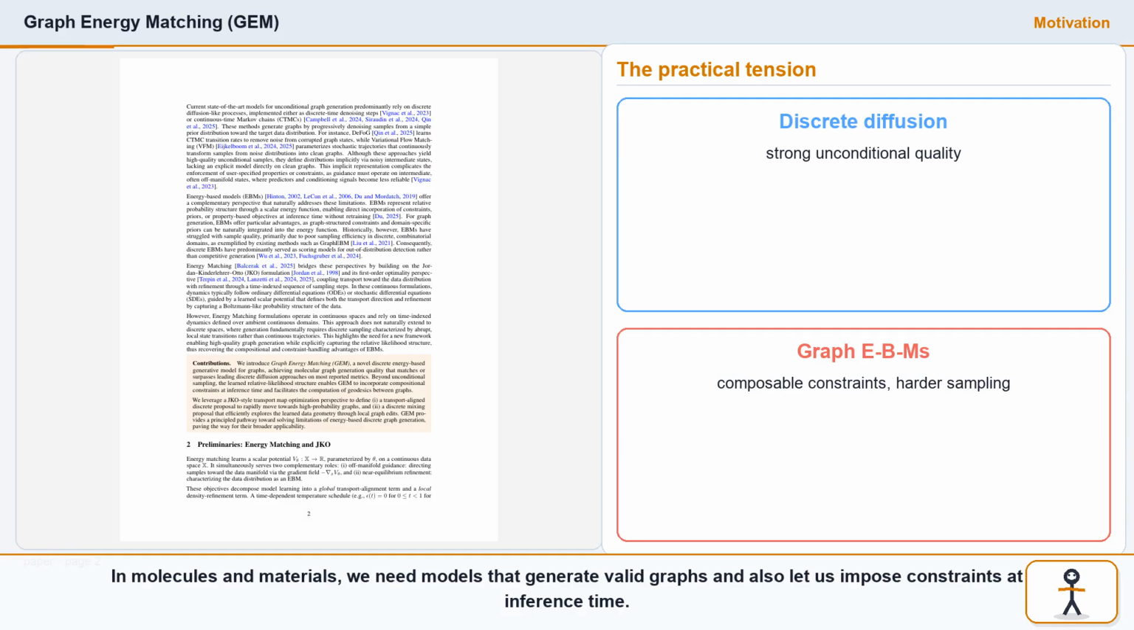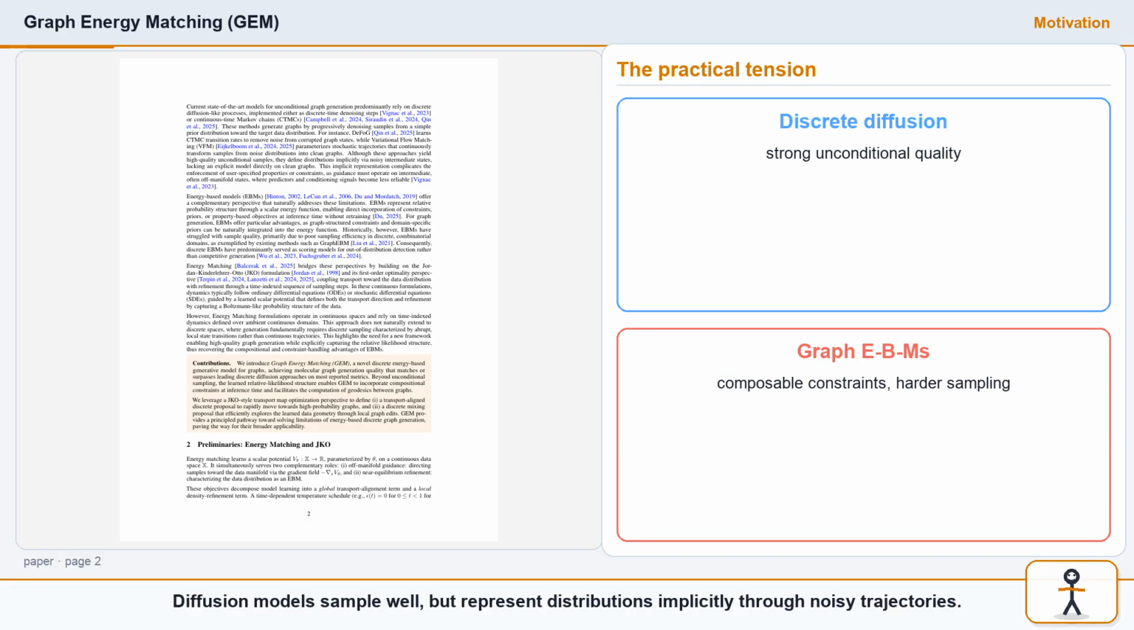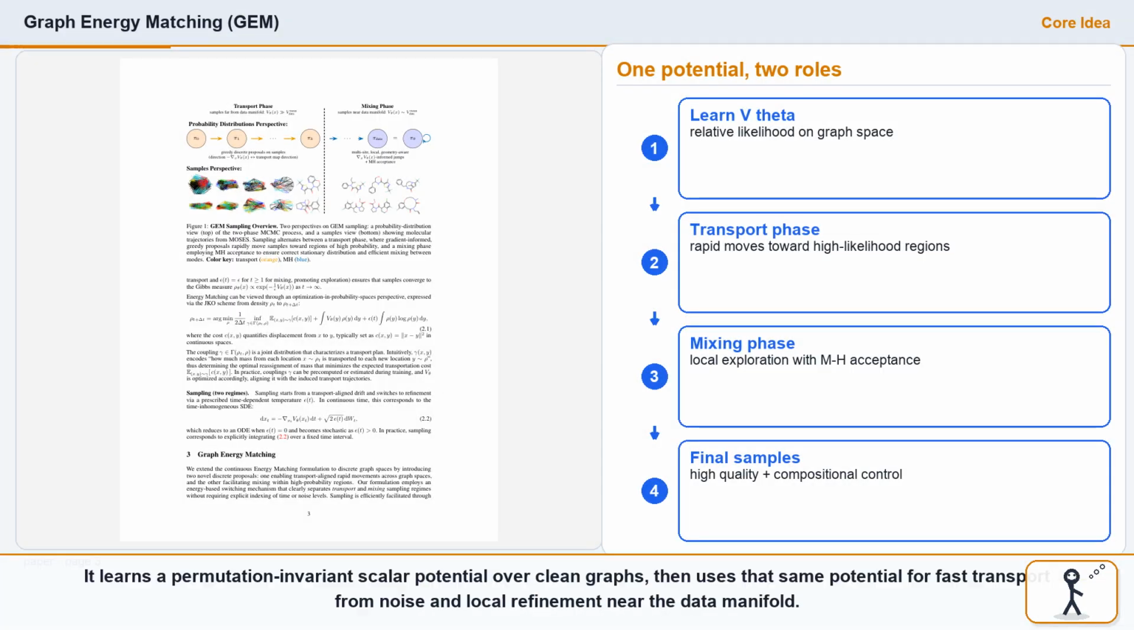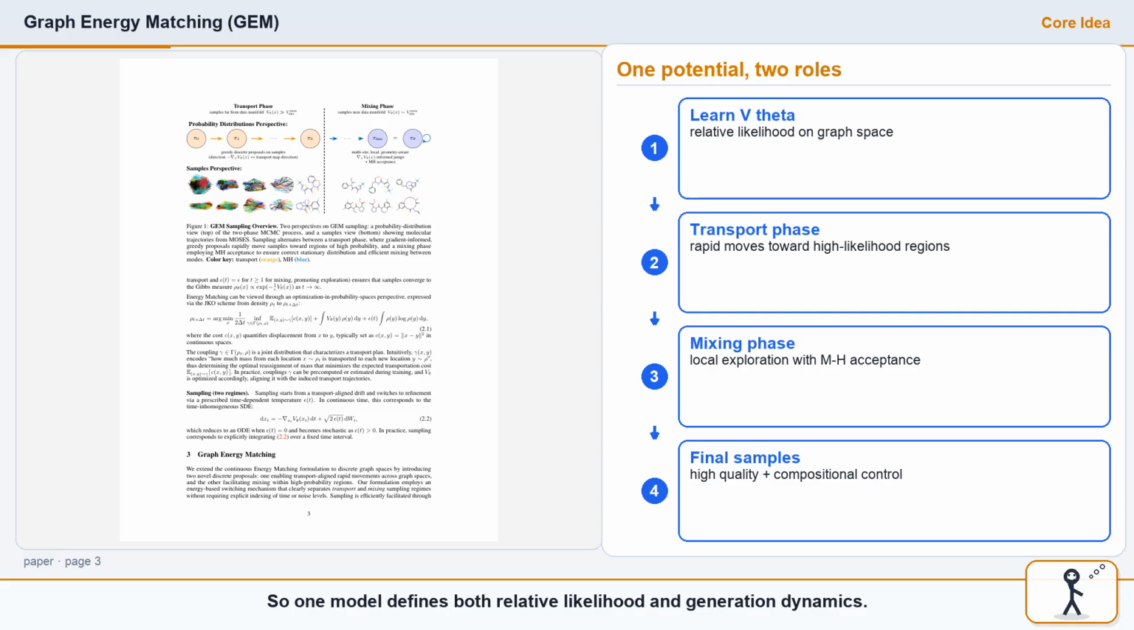at inference time. Diffusion models sample well, but represent distributions implicitly through noisy trajectories. Classical discrete energy models are compositional, but often hard to sample and prone to bad local minima. GEM combines both worlds. It learns a permutation-invariant scalar potential over clean graphs, then uses that same potential for fast transport from noise and local refinement near the data manifold. So one model defines both relative likelihood and generation dynamics.